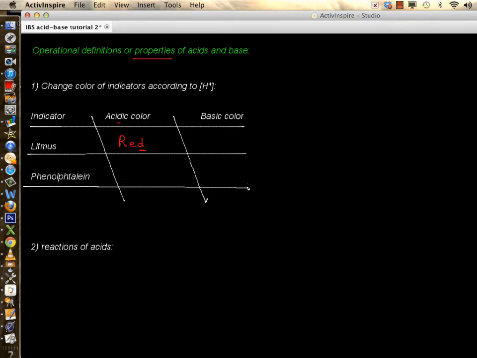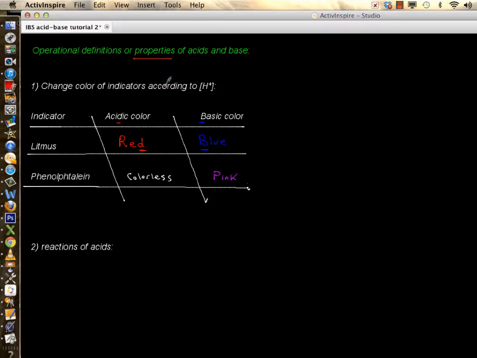And it changes color into blue when it's in a base. B of blue color and B of base, they go next to each other. So litmus is one indicator whose color changes according to the amount of hydrogen you have, in an acidic or basic solution. The other indicator is phenolphthalein. You probably have used this also. It's colorless in acidic solutions, and it's pink or purple in basic solutions. So two indicators whose specific colors in acids versus bases you can remember are litmus and phenolphthalein, and that's one property of acids and bases.